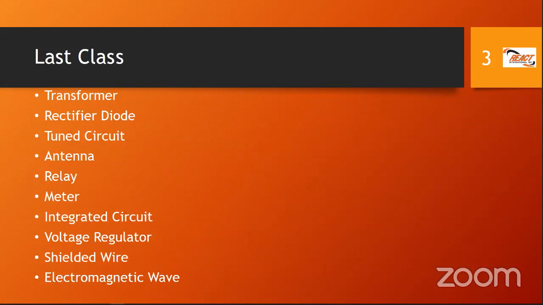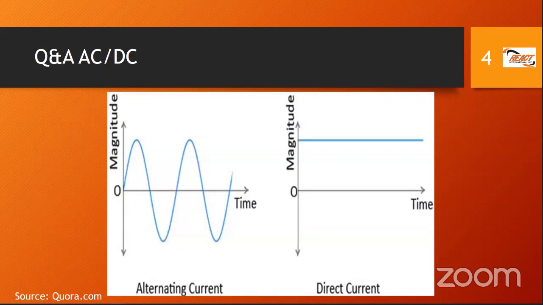Last class, we looked at the transformer. We looked at what is a rectifier diode. We looked at tuned circuit, antenna, relay, what a meter is. We looked at the integrated circuit, a voltage regulator, shielded wire, and what's an electromagnetic wave. So just a couple of questions in relation to last class.